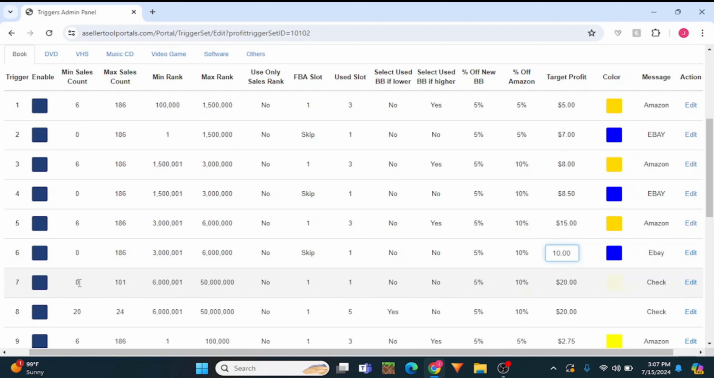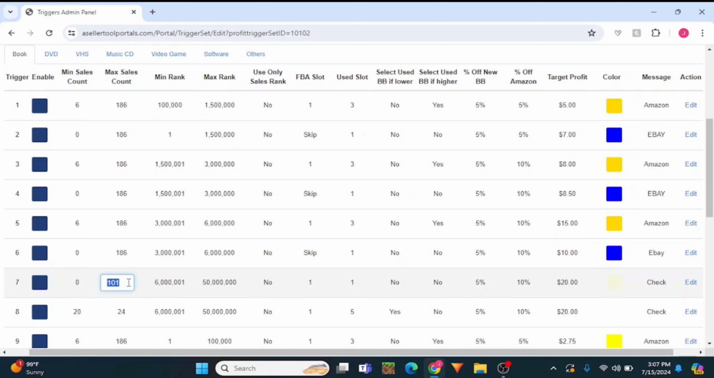Last category. I don't know why I put 101 here. I should probably change that to 186, but you can't have anything with that high of a rank. Anyways, I'm not going to talk about it too much. 6 million to 50 million. These are your super slow moving books that have not sold probably in the last couple of years on Amazon.